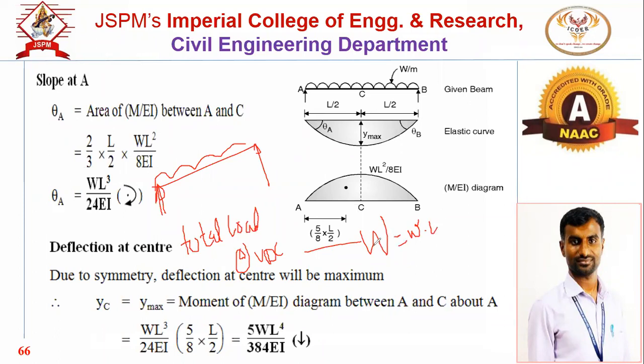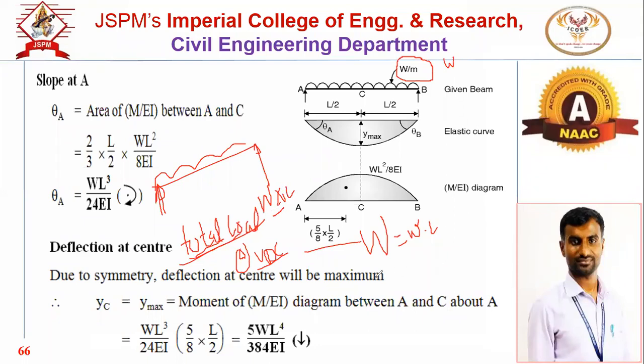Okay, capital W, here it is intensity of UDL. If they have mentioned total load due to the UDL, so that means it indicates intensity of UDL into the span. If total load is mentioned, then it will be intensity of UDL into the span.